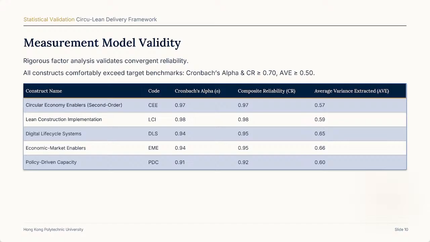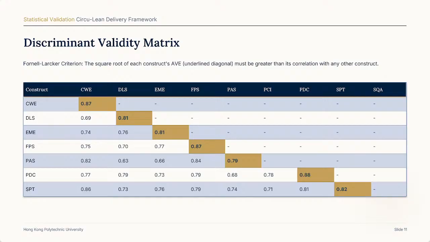Before we test the structural model or the hypotheses, we need to first test the measurement model. In the measurement model, we're using many tests to verify our model results. First, we're using Cronbach's alpha, composite reliability, and AVE. As we can see here, all the results for Cronbach's alpha and composite reliability exceed 0.7, and average variance extracted exceeds 0.5. Also, we use discriminant validity to ensure that every construct for circular economy and for lean construction is distinct, and there is no overlap between the constructs, and this is the result.